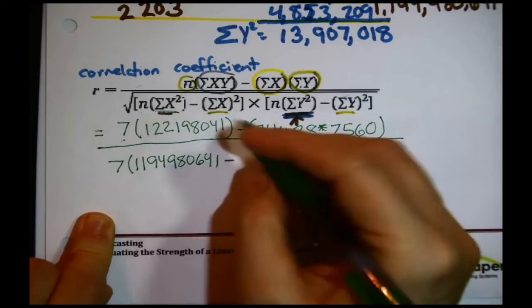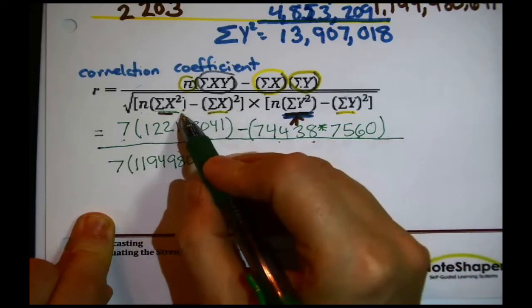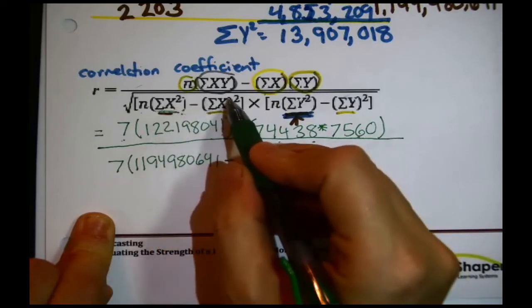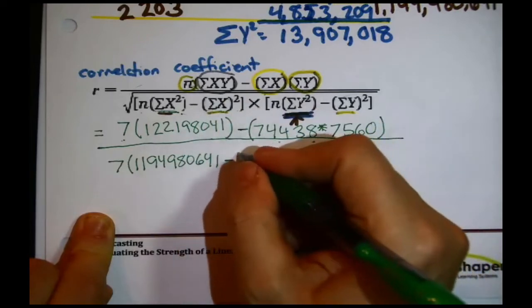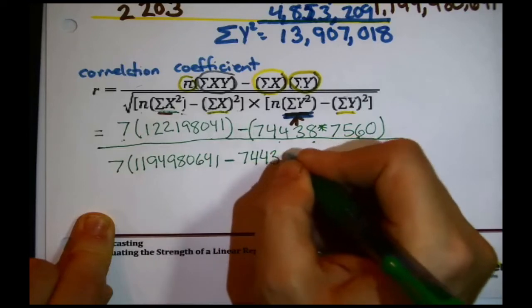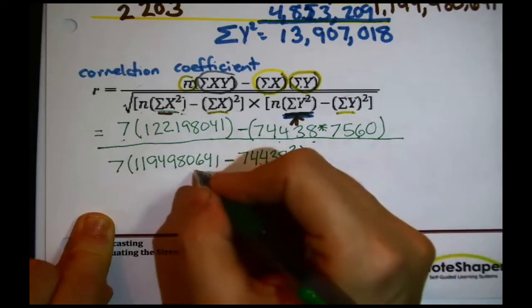Minus the sum of x squared. You go, wait a minute, what's the difference between these two? This is where you square each of the x's and you add them up. This, notice the parentheses, is where you add up the x's and then you square the result. You add up the x's, that's the 74438, then you square that. That's what's going on inside these parentheses.